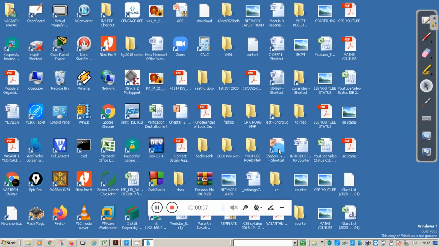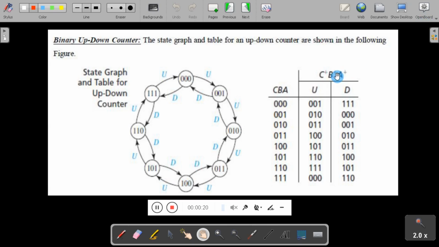In this session, we will study up-down counter. In my previous session, we have covered what is counter, what are the different types of counter. Other than that, what is the up counter, what is the down counter, etc. Let me review a few of the points before proceeding to up-down counter.